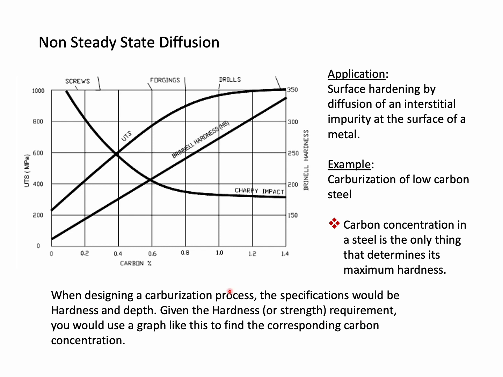So here we have in the bottom here, this description of this graph. If I was asked to have a steel with a surface hardness of, say, 250 on the Brinell scale, I could come over here and see that I need to have somewhere about 0.9 weight percent carbon.